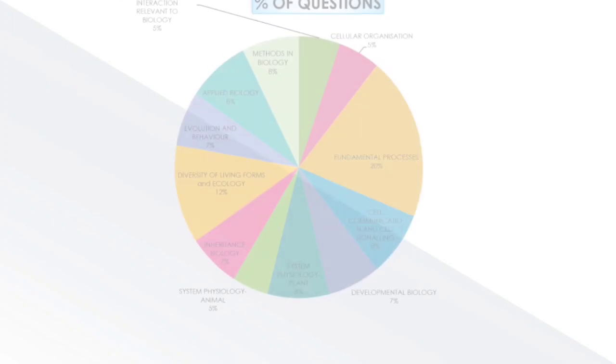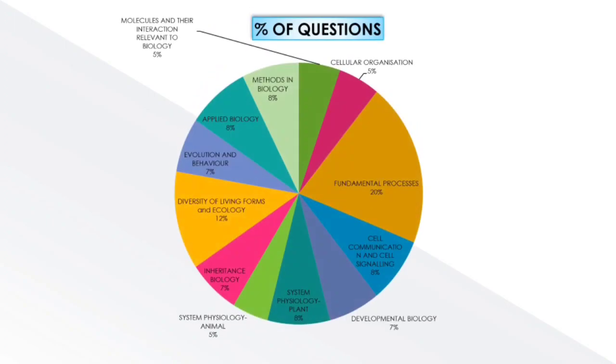For your better understanding, I have created a pie chart for percentage of questions based on previous papers. In this pie chart, you can clearly see that 20% of questions are being asked from fundamental processes, and 12% questions are being asked from diversity of living forms and ecology. In diversity of living forms, you will be asked about binomial nomenclature, hierarchical taxa, alpha, beta, gamma taxonomy, and different protozoan and bacterial diseases, etc.